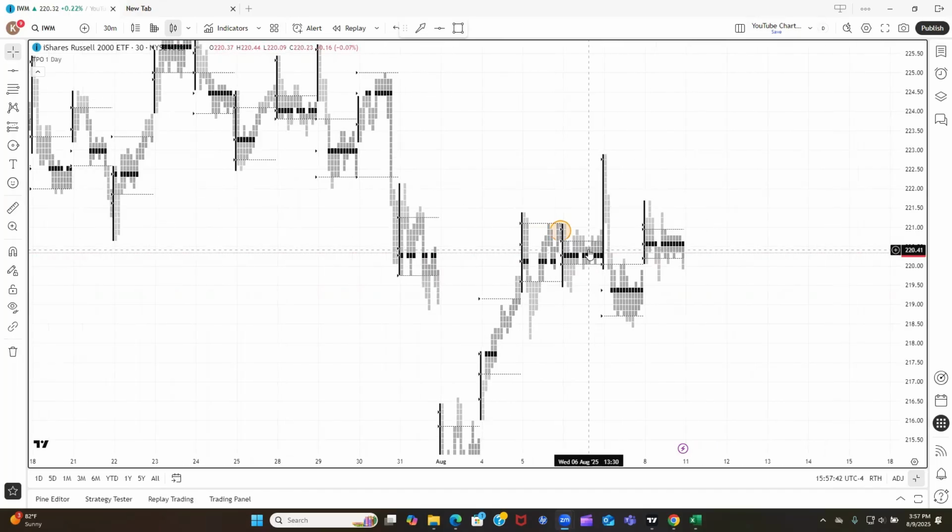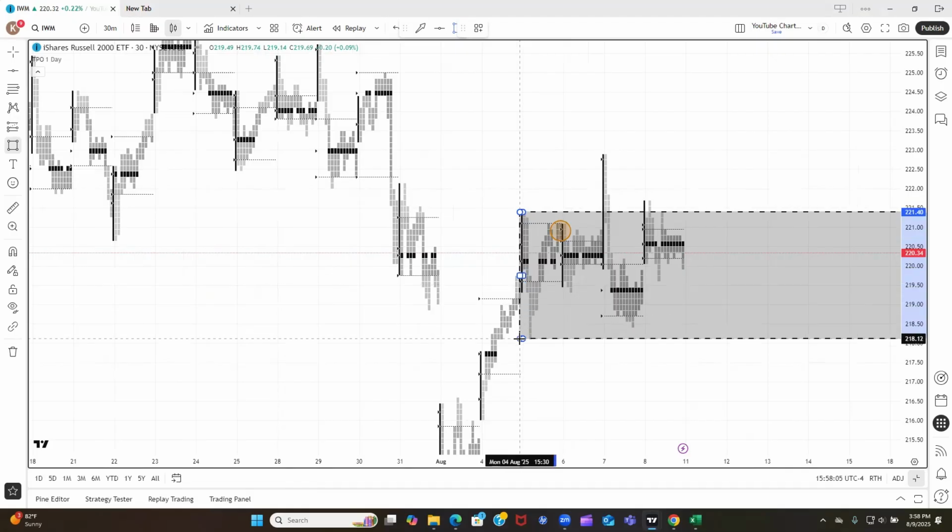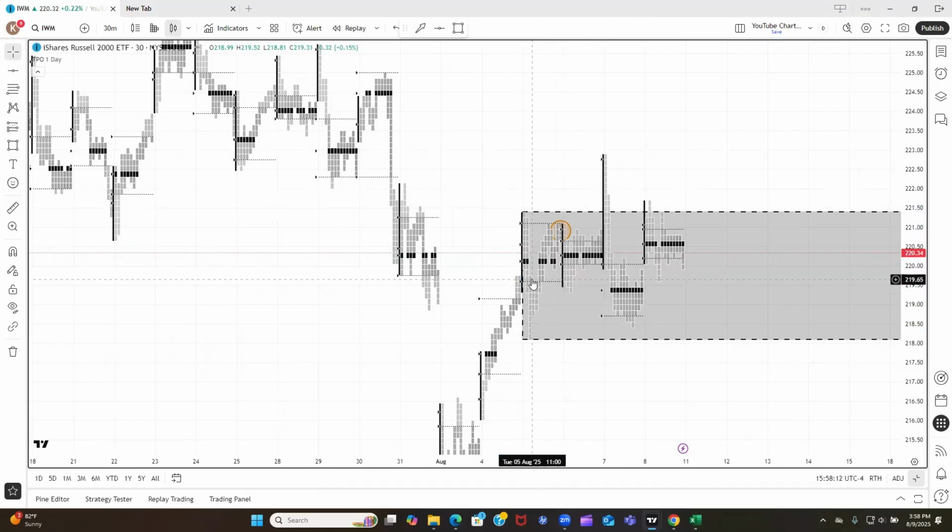All right. So we are currently in the range of last session. The last session would be August the 5th. The very top of August the 5th's move is roughly 221.40, and the very bottom, let's go ahead and put a rectangle around it, is roughly 218.09. That is the entire range of August the 5th movement.